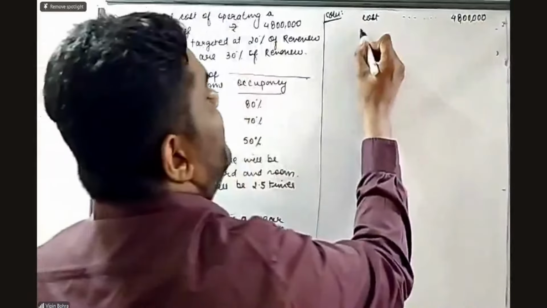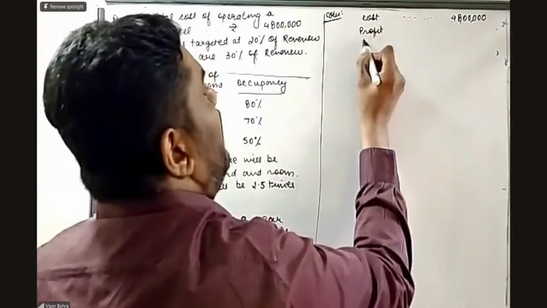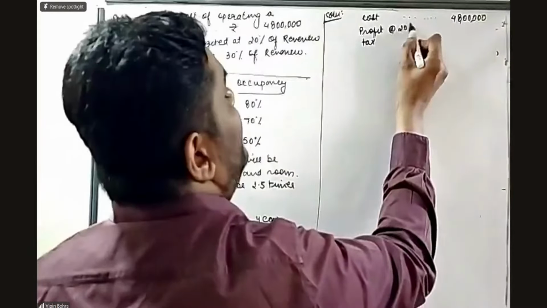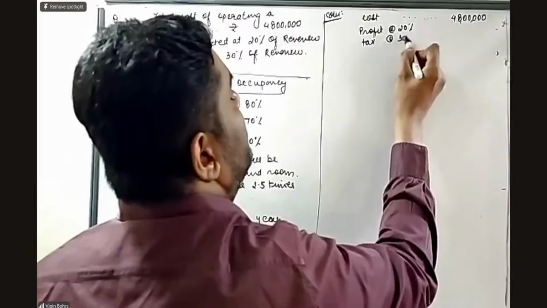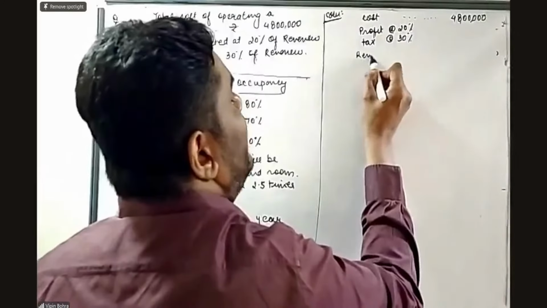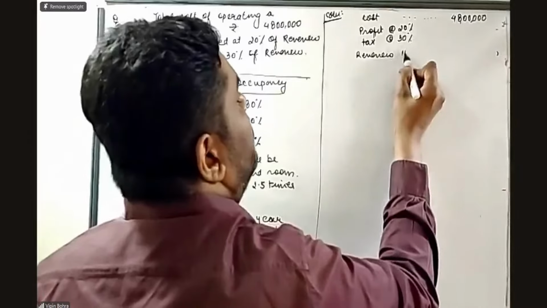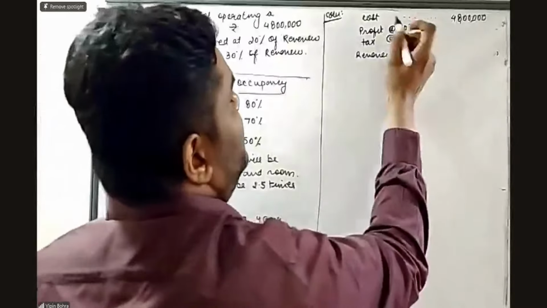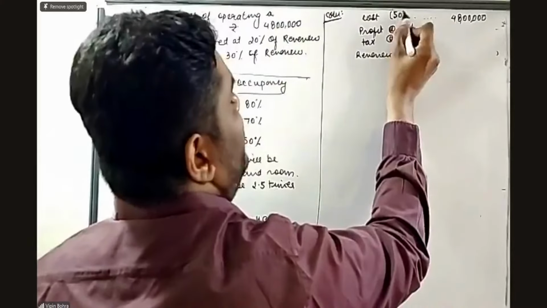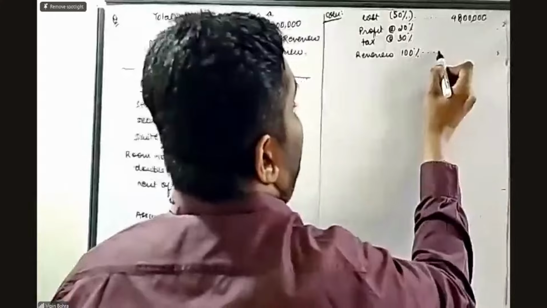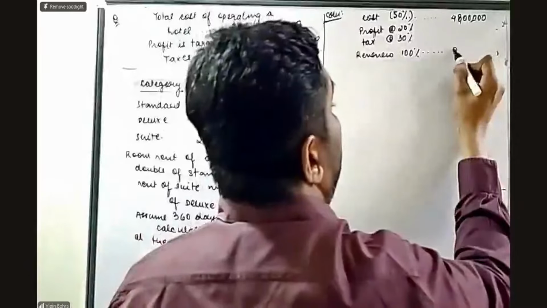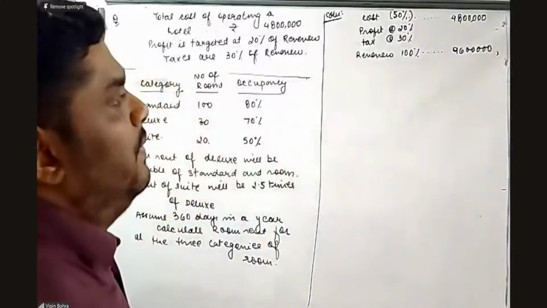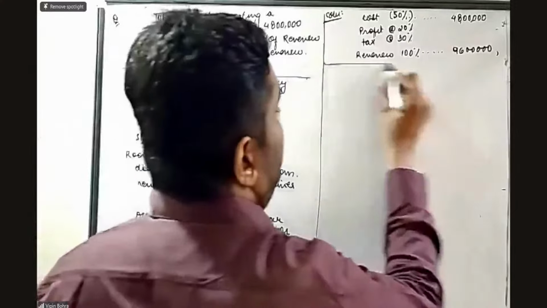In this, we have to add profit and tax. Profit is 20% of revenue, tax is 30% of revenue. So assuming revenue is 100%, tax is 30%, profit is 20%, it means cost will be how much? Balance 50%. So my revenue will be how much? 96 lakh will be my revenue.